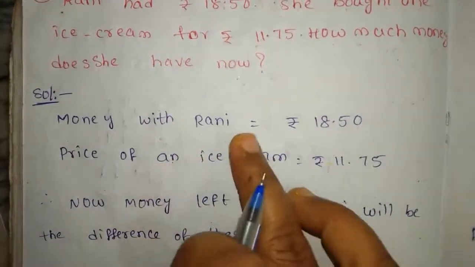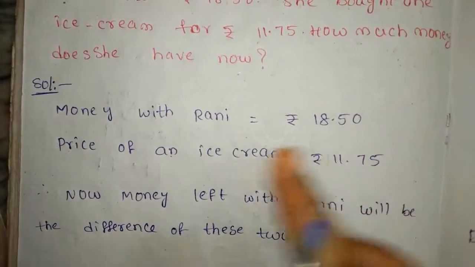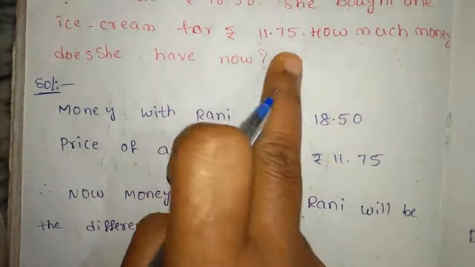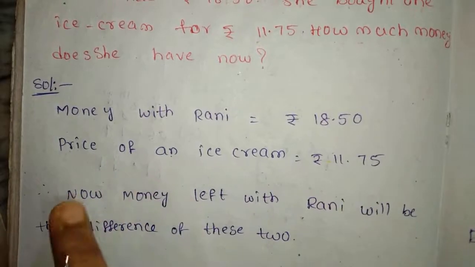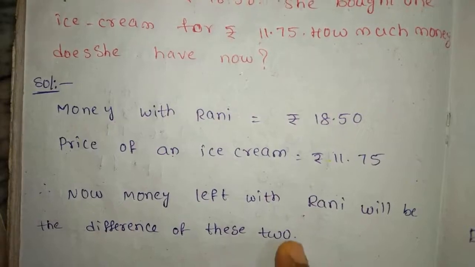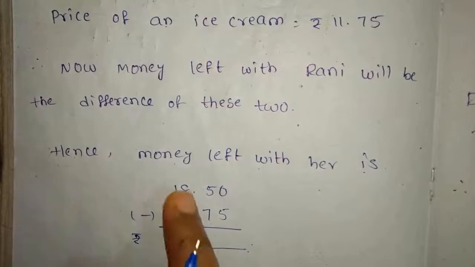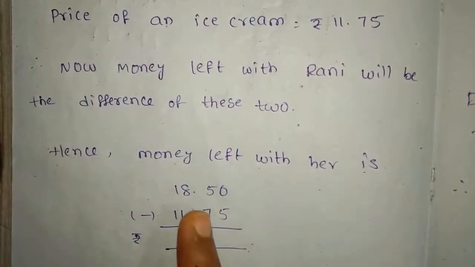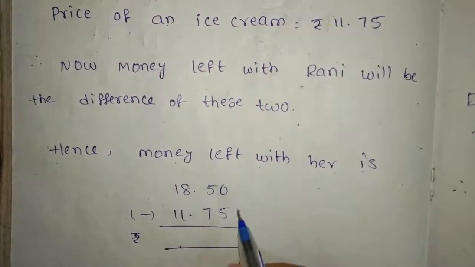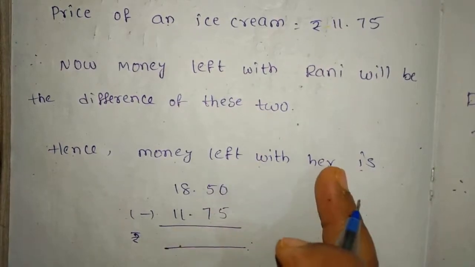First, money with Rani is 18.50 rupees. Now, the price of an ice cream is 11.75 rupees. Now, the money left with Rani will be the difference of these two. Hence, the money left with her is 18.50 minus 11.75. Now we subtract these two, and we get the money left with her.